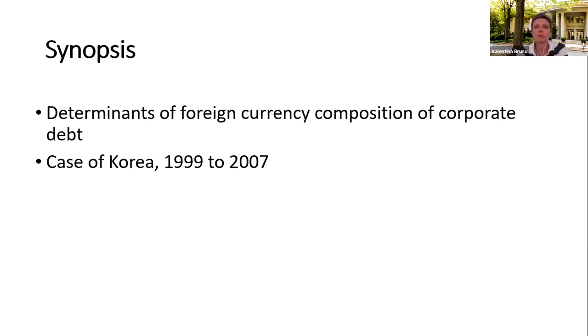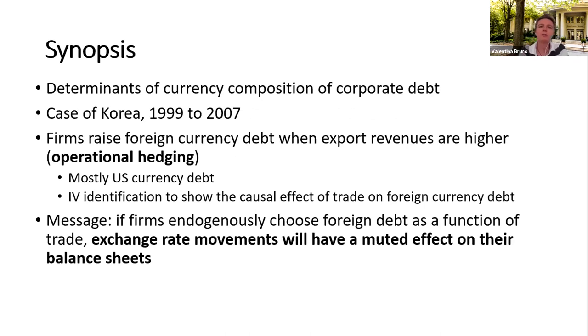Let me start with the general summary of the paper. The paper focuses on the determinants of foreign currency composition of corporate debt, in a specific period of time, 1999 to 2007, for the case of Korea. The main result is that there is a correlation, slash causation, between foreign currency debt and exposure to foreign revenues. In particular, it seems that firms raise foreign currency debt when export revenues are higher.